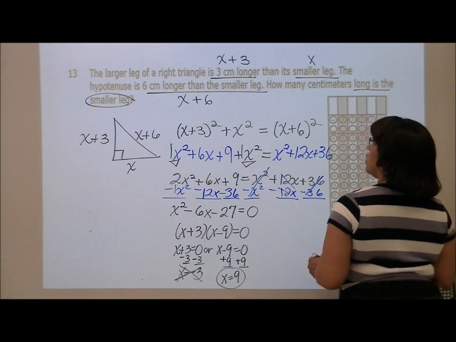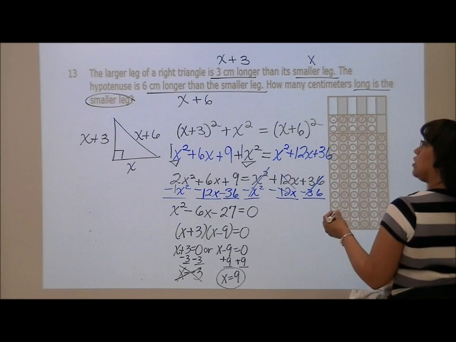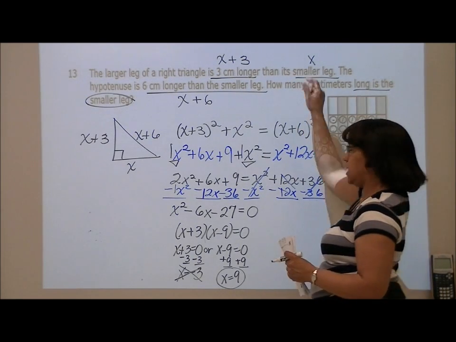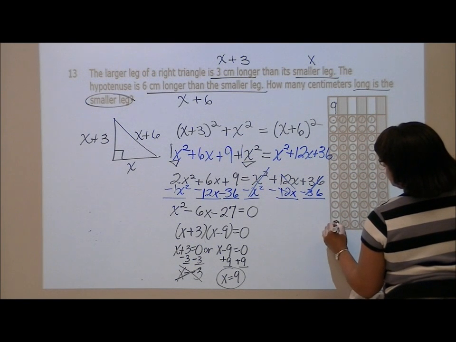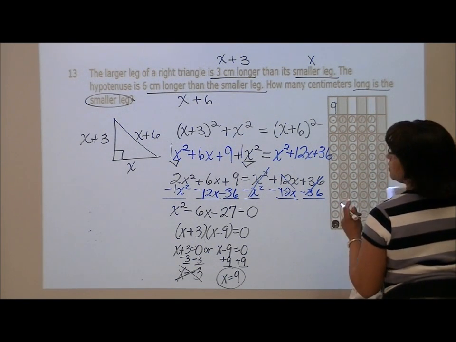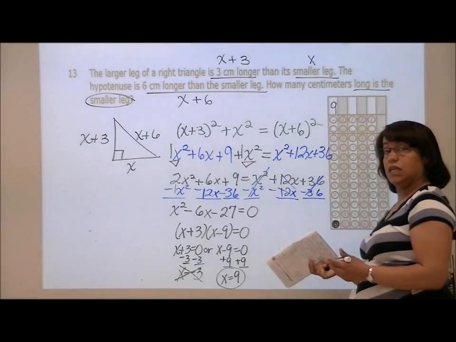And that's your answer. So it says, let's see, how many centimeters long is a smaller leg? So since x represents your smaller leg, your answer is 9. And don't forget to use your gridded response. Once you get your answer, don't forget to put it in the gridded response. That's very important. Okay, we're going to do 14 and 15.